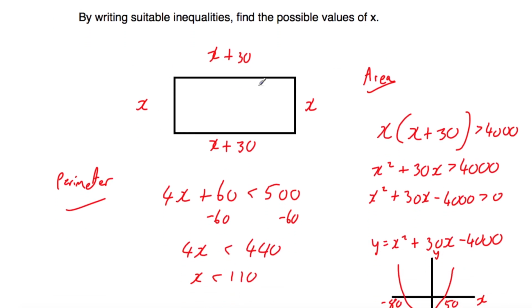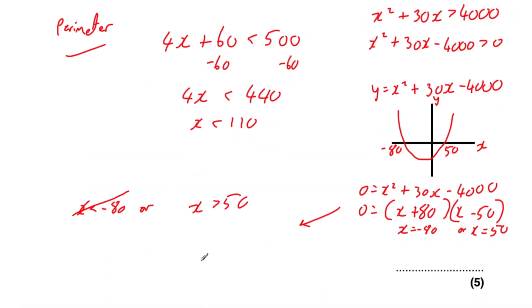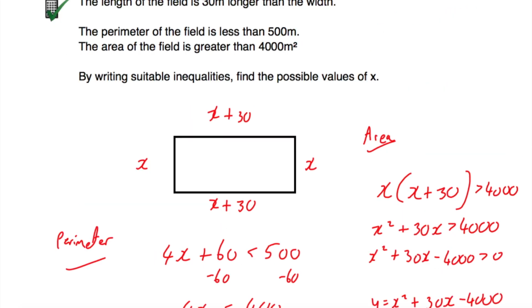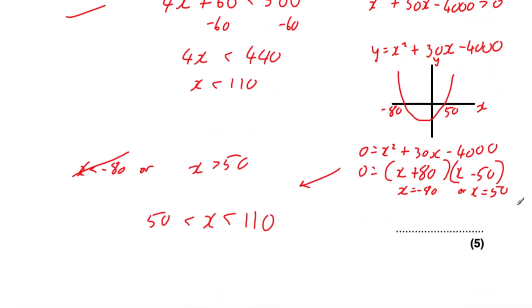So that means the value of x has to be bigger than 50 meters, but less than 110 meters. And any value of x that's bigger than 50, but less than 110 meters, would mean that this rectangle would have a perimeter that's less than 500 meters, but an area greater than 4,000 square meters. And that's it. So that's our solution. The possible values of x are x is bigger than 50, but less than 110. And that's it.